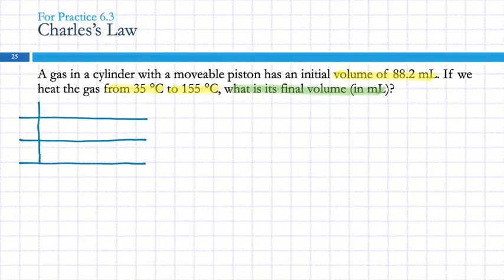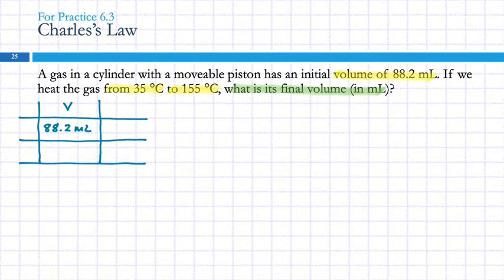What's the first number we come to? 88.2 milliliters. So I'm going to write that down in here. 88.2 milliliters. So that'll be part of one column. Which of the four properties of the gas, pressure, volume, temperature, and amount, does 88.2 milliliters represent? Volume. So I'm going to call this the volume column. Okay? Has an initial volume of 88.2.